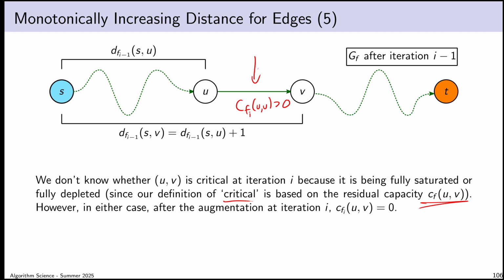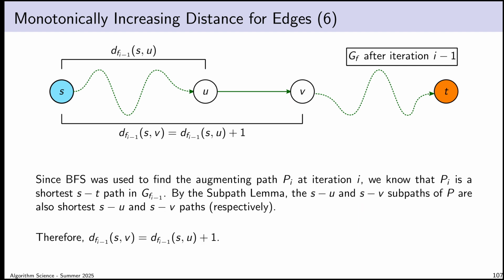However, after iteration i, if I look at the flow I get at the end of iteration i, the residual capacity will be 0. Because the edge is critical, there will be no residual capacity left after the augmentation at step i. Now, since BFS was used to find the augmenting path that I chose at iteration i, we know that that augmenting path is a shortest path from s to t.